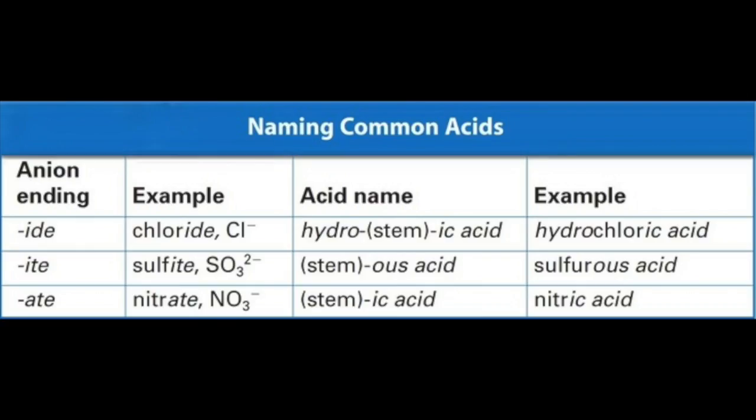To name acids, you must look at the ending of the ion or compound used. If the ion ends in "ide," then you add hydro to the beginning of the ion and then replace the ending with "ic acid." If the compound ends with "ate," then you simply replace the ending with "ic acid." And if the compound ends with "ite," replace the ending with "ous acid."